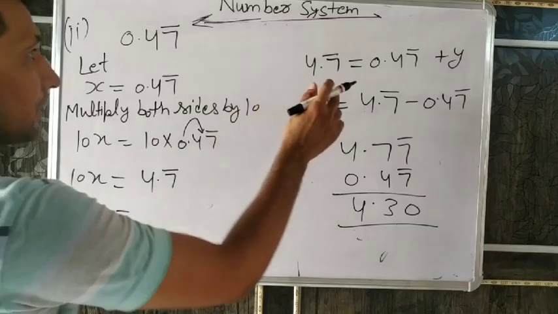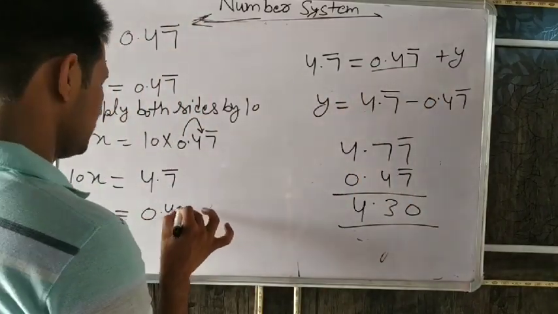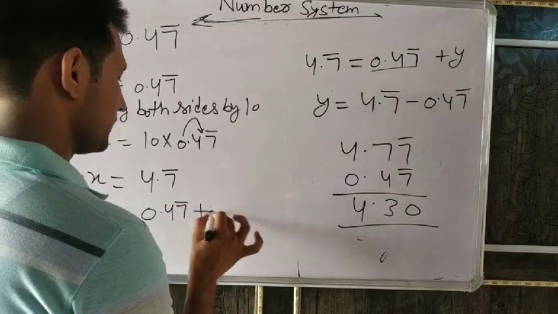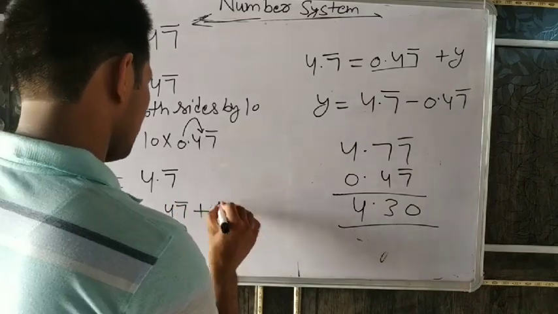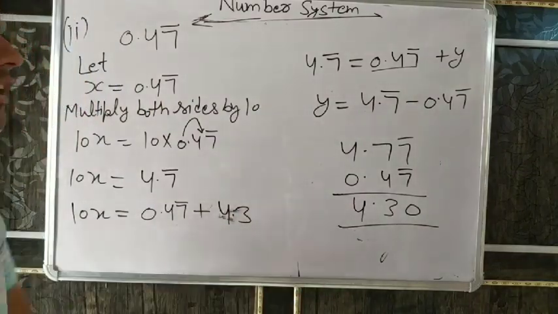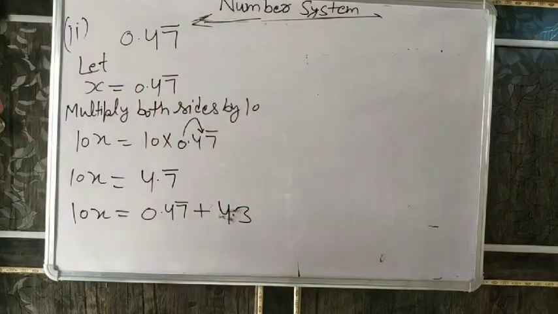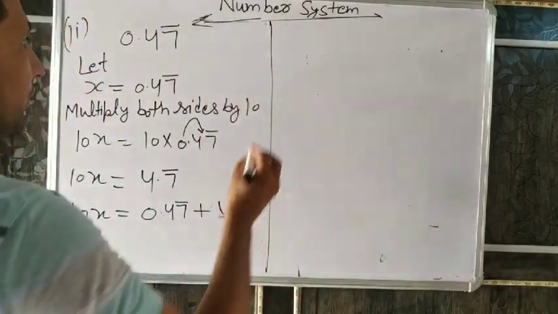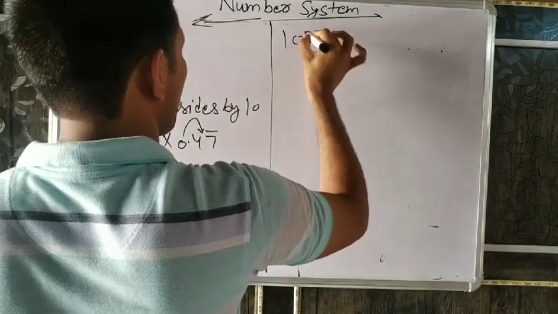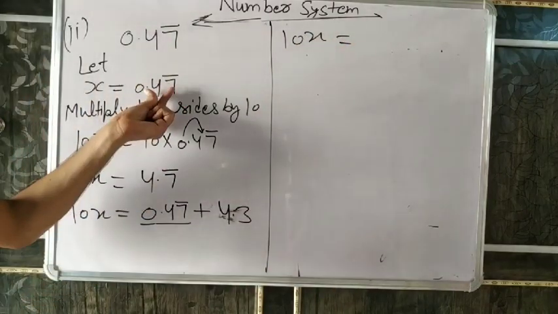So write this number as the sum of two numbers. First is this one, 0.47 bar, plus 4.3. You can write 4.3 or 4.30. Next, after this you can check it: 10x equals 4.7 bar, and 0.47 bar is equal to x.